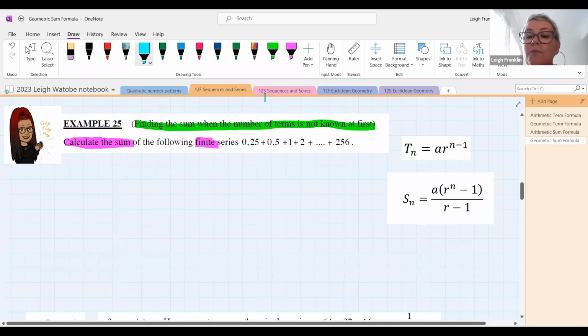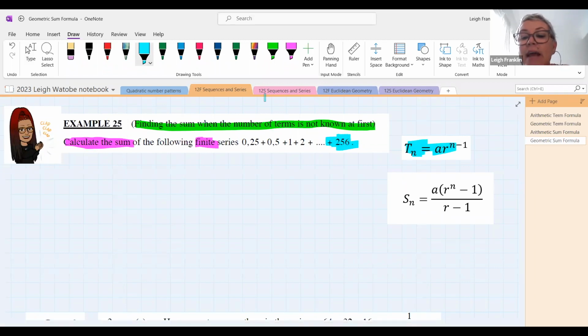And most of you on the chat have said the correct thing. 256 is a TN. It is the nth term. It is the last term. So this is where the series terminates. This is our last term. So in other words, it is the nth term of the pattern.